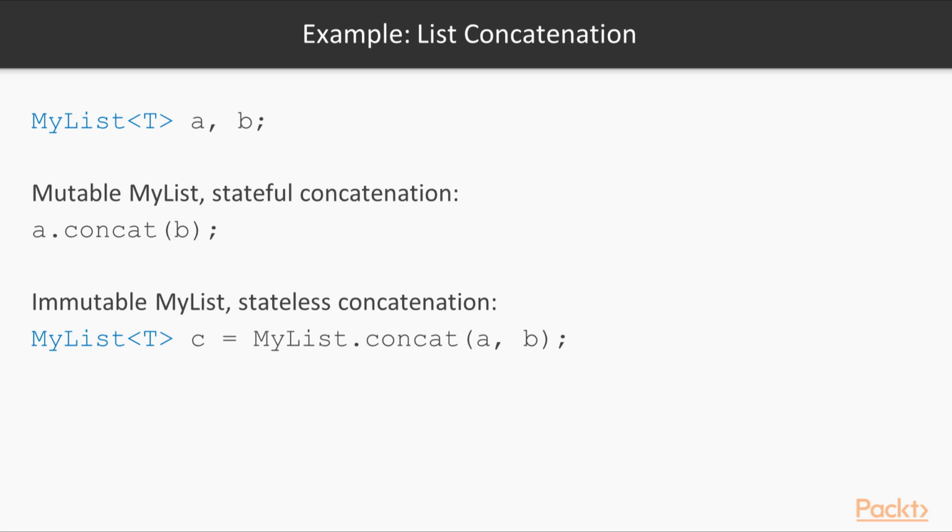One more example. Consider list concatenation on a custom list class called MyList. So if MyList is a mutable class, we'll probably have a stateful concatenation operation which works like this: a.concat(b), which clearly modifies the list A. On the other hand, if these MyLists are immutable, we're going to have a stateless concatenation, which might be a static method of the MyList class, which takes two lists, cannot modify them, therefore it will return a new MyList C.